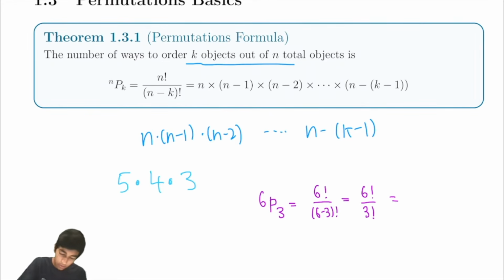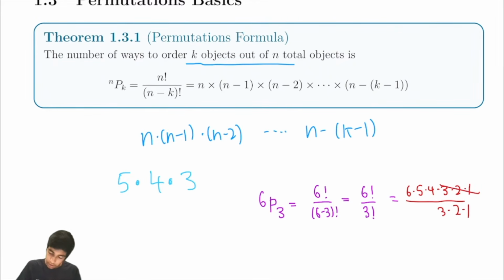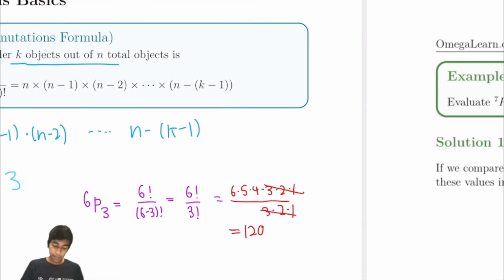And we can write this out, 6 times 5 times 4 times 3 times 2 times 1, and 3 times 2 times 1. Notice how these terms cancel. So we're just left with 6 times 5 times 4, which is 120. So that's an example of how to use it.